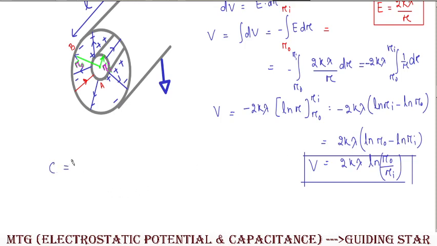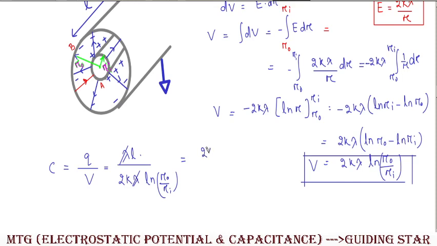The capacitance C will be equal to Q by V. Q is lambda into the length enclosed, divided by V, and V is this value, 2k lambda log ro by ri. Clear? So lambda will get cancelled out. So finally, if we put the value of k, k is 1 by 4 pi epsilon naught. So 2 and 4, it will be 1 by 2 pi epsilon naught.